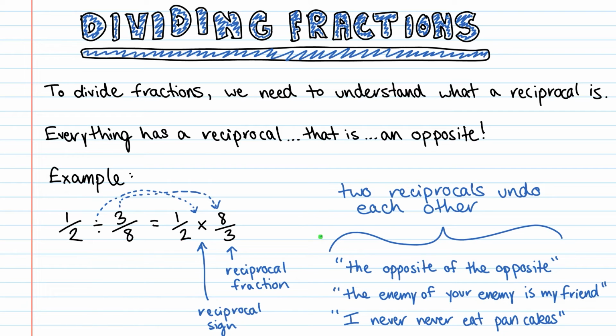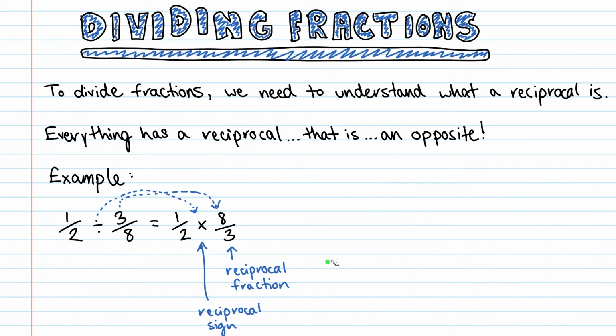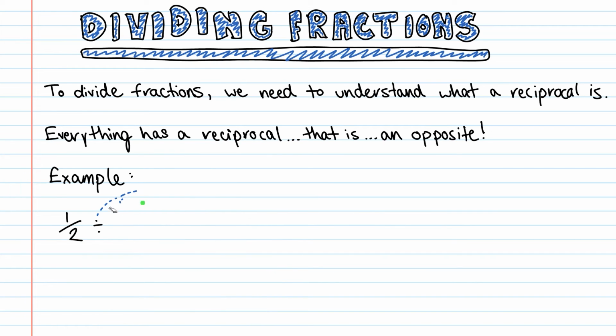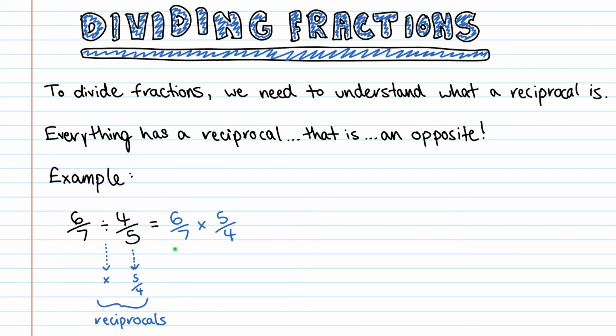And then we can solve this problem by regular multiplication to get 8/6. I'll do another example here for you to see the process again in just a second. So again, we're finding that reciprocal, and then we multiply the reciprocal times the original first fraction to get our answer.